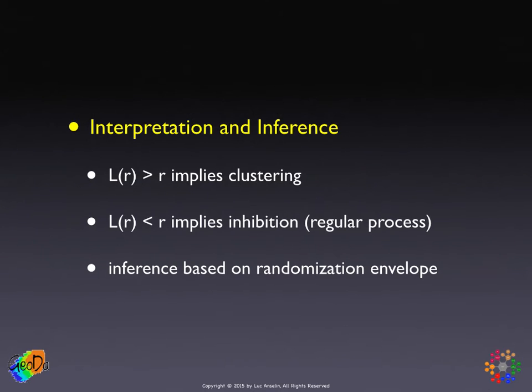If we're above CSR, it's clustering. If we're below CSR, it's inhibition. So if we take L(r) as such, we compare to r, to the distance. If we take L(r) minus r, of course, then we compare to 0. So if we take L(r) minus r, then a positive function implies clustering, and a negative function would imply inhibition. Same rationale. By now this should be familiar, the randomization envelope.